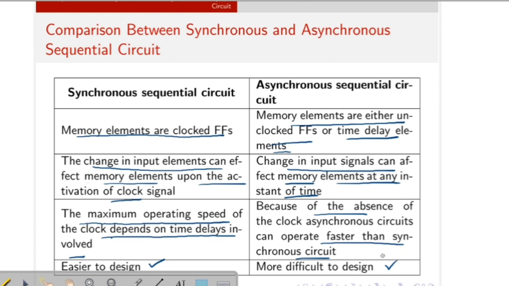So that's all about sequential circuits, the difference between sequential and combinational circuits, then synchronous sequential circuits, asynchronous sequential circuits, and the difference between the synchronous and asynchronous sequential circuit.